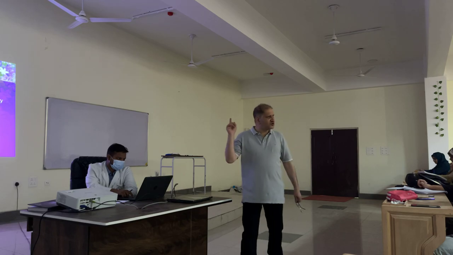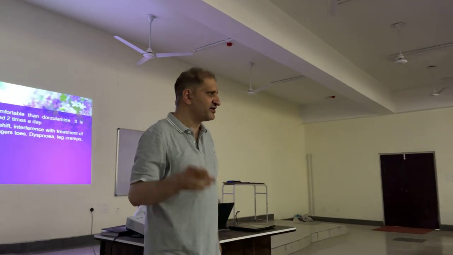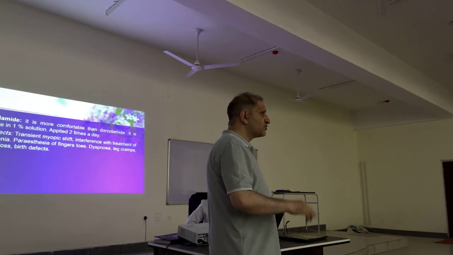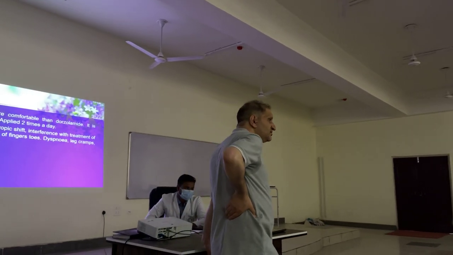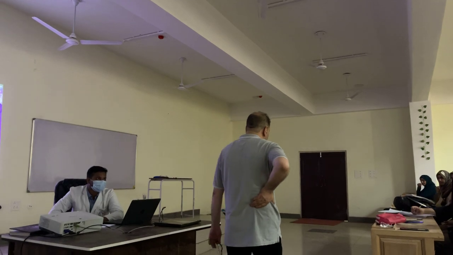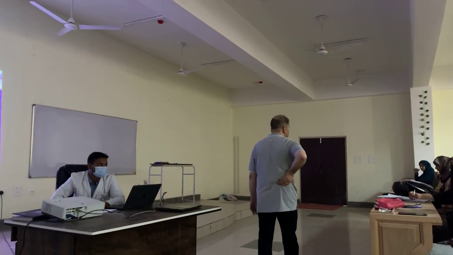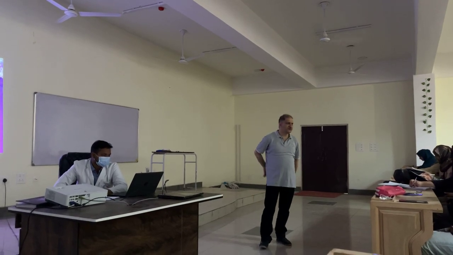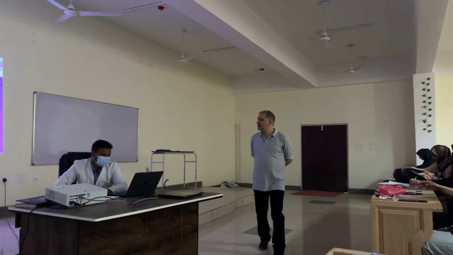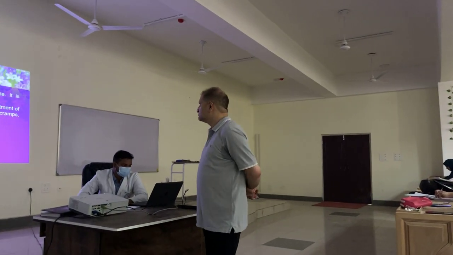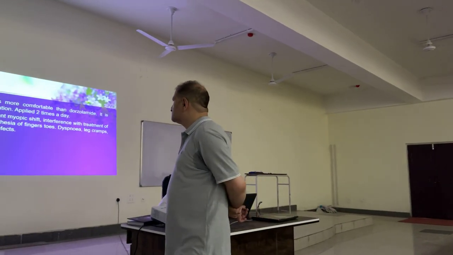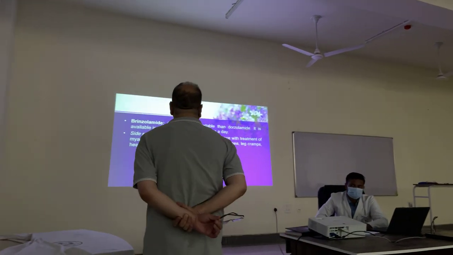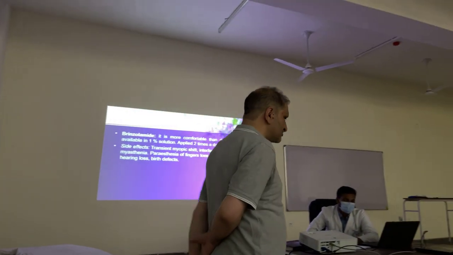So topical drops, we have two. This was systemic, acetazolamide. Topical, we have two. Dorzolamide is usually 2%, TID. And brinzolamide is given 1%. It is given as 1% drops.